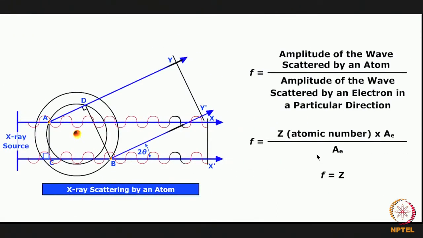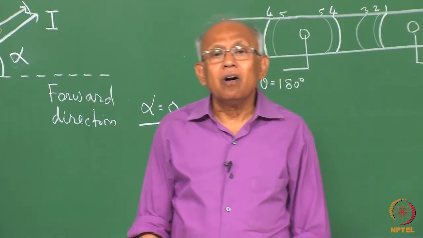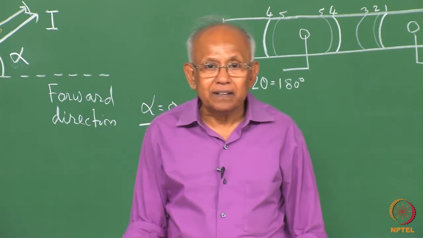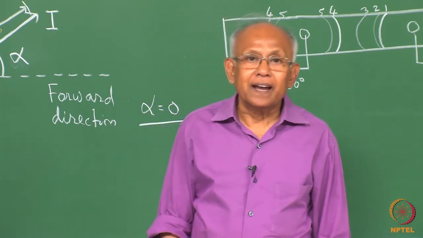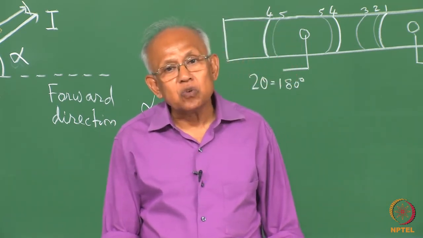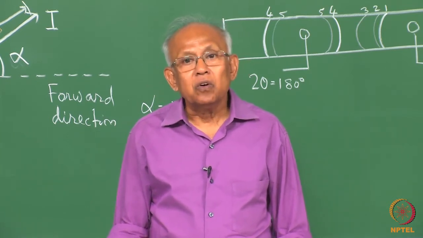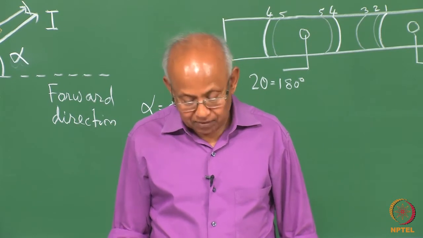Now, let us talk about the process of scattering of X-rays by an atom. An atom contains a large number of electrons, especially if we have a heavy metal like uranium. We know that there are 92 electrons. If we talk about hydrogen, it is only 1 electron per atom.